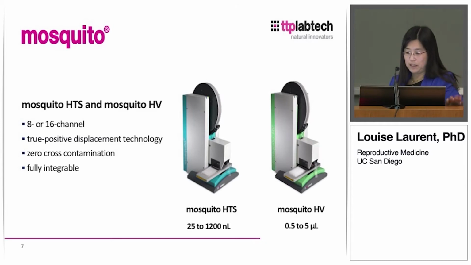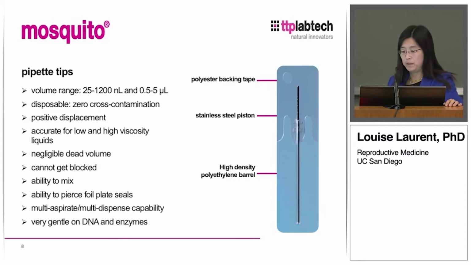Okay, and these can be integrated into full pipelines. In our lab, we physically put the plates on and off, but they can be integrated into other pipelines. So this is a little bit of a zoom in on the actual tips. So here you can see the tip is shown here. The shaft is there. It goes through the polyethylene barrel here. And again, those are the volume ranges, and those are the features that are important about it.